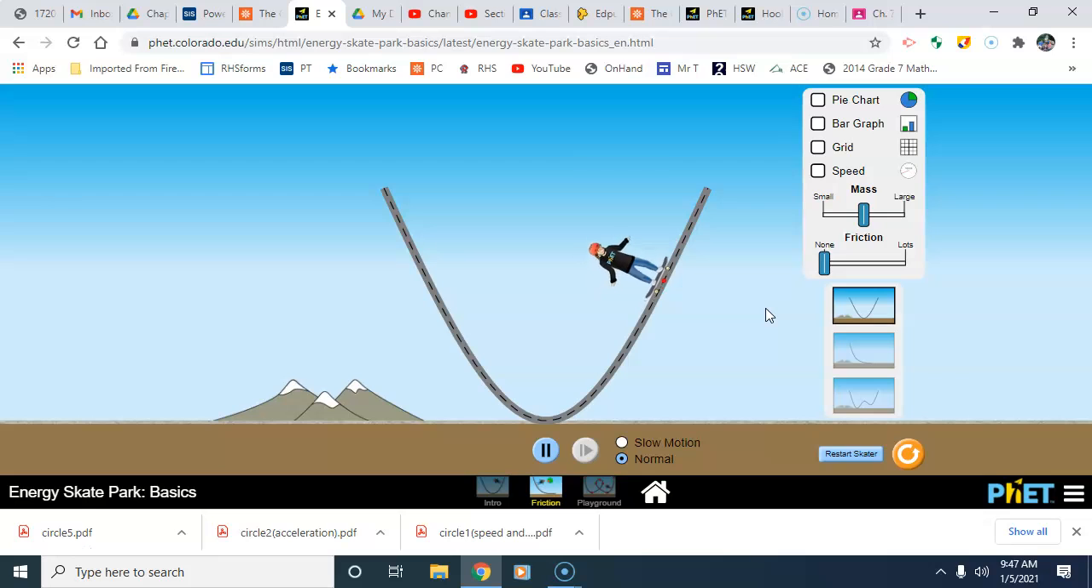Remember when we did circular motion? What was the reason when something spun around, even something on a string?